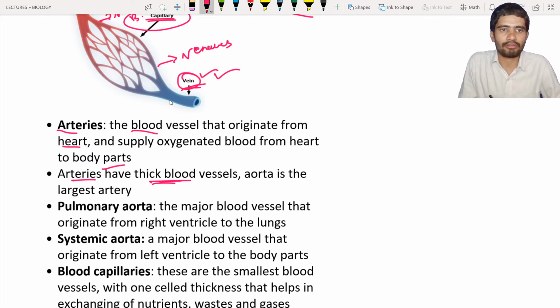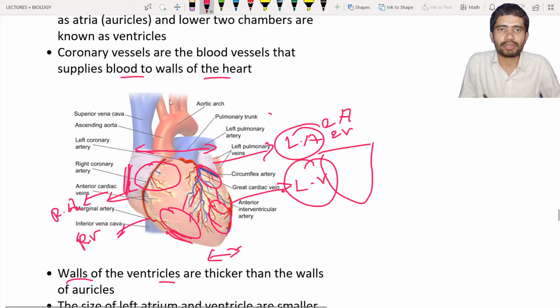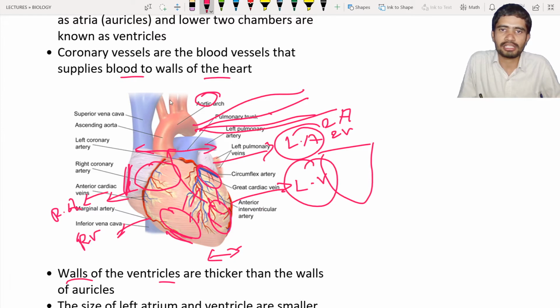So this is one of the reasons the walls of the arteries should be thicker and stronger, and they should be elastic. Here you can see the aorta is the largest artery coming from the heart. Can you see the aortic wall? This is the artery, or you can call it the systemic aorta. The systemic aorta is coming from the left ventricle, and it will divide into many blood vessels. These blood vessels are known as arteries.